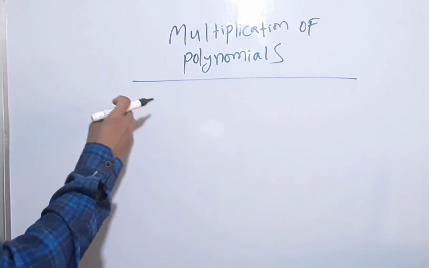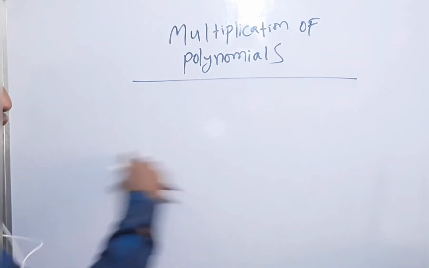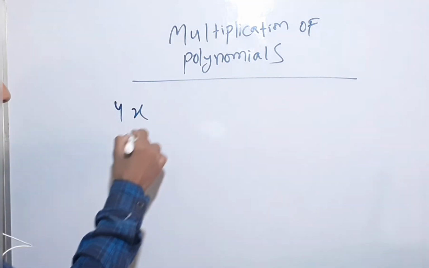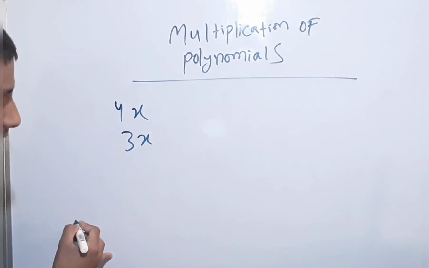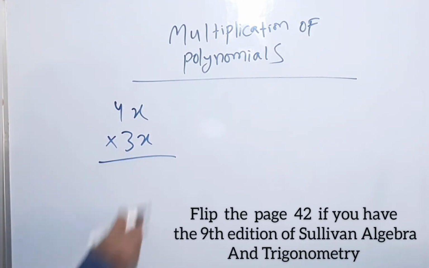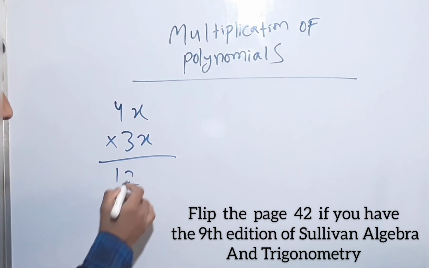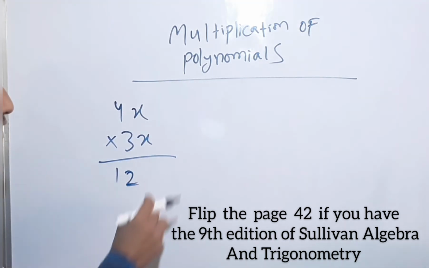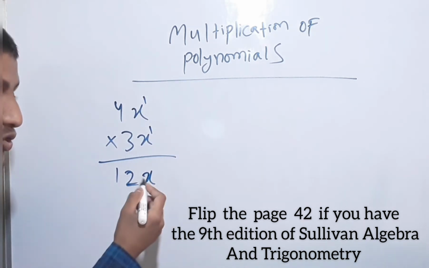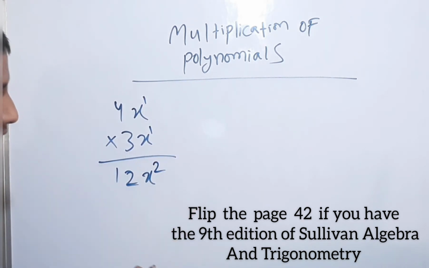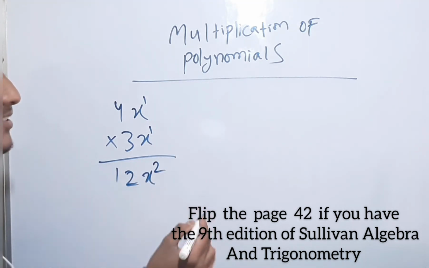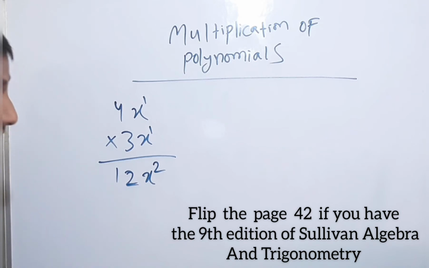You can also do this vertically. I horizontally multiplied this, but you could also do this vertically, as in the example 4x times 3x. You can multiply the coefficients, so it will be 12, and multiplying these two gives x squared, because powers are added up, as you know. So it will be 12x squared. You could also do it vertically, but horizontally is more common and most used.